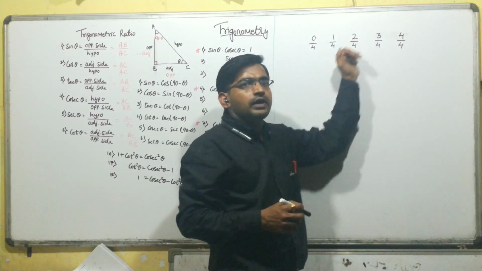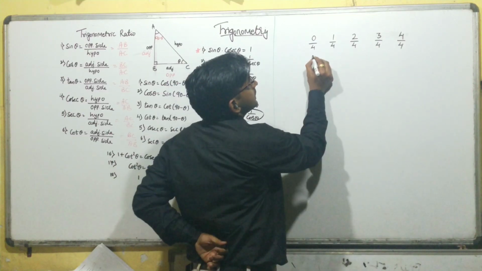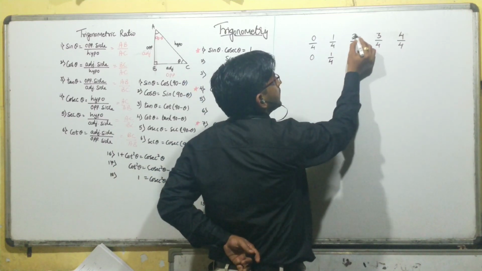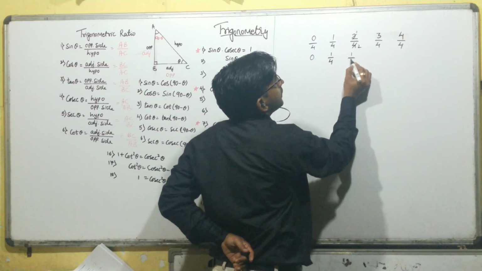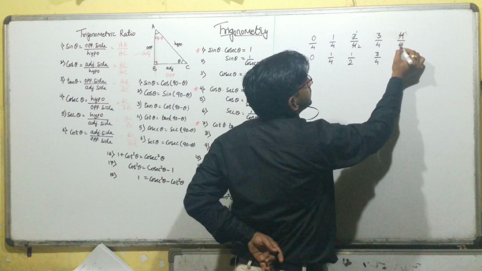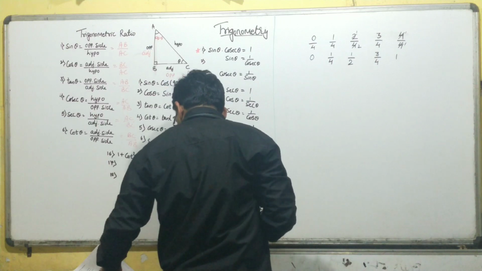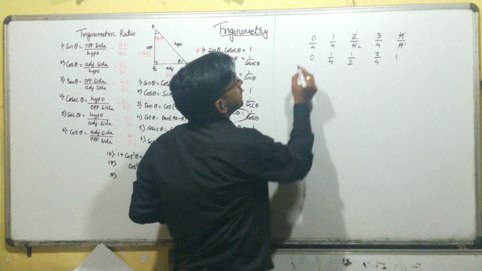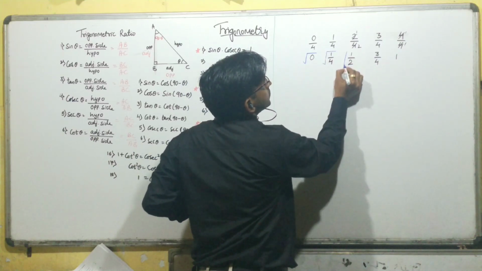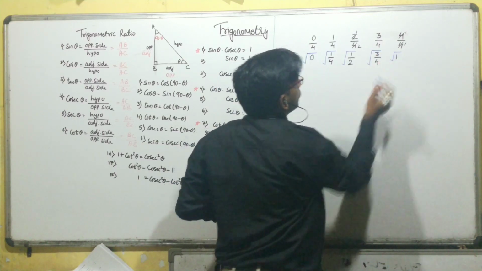Now after this, we'll try to find the answer. 0 upon 4, we all know that it is 0. 1 upon 4, maybe we can't do any change. But here we can cancel, 2 ones are 2, 2 twos are 4. So it will give you 1 upon 2. 3 upon 4 will remain 3 upon 4 only. 4 ones are 4, so here we'll get 1. After finding this, we need to find its square root. So see, square root of 0, square root of 1 by 4, square root of 1 by 2, square root of 3 by 4 and square root of 1.